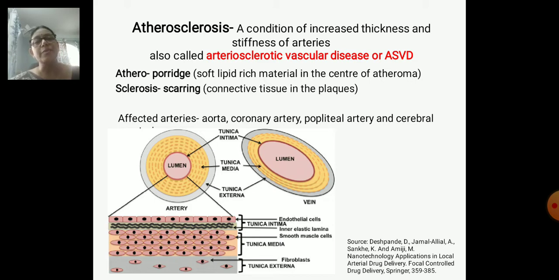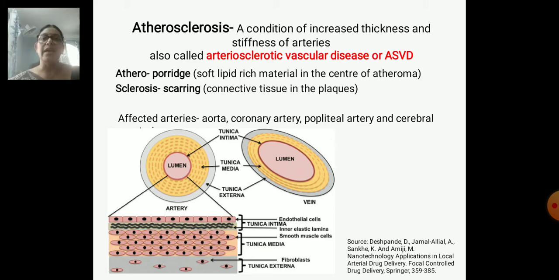So why is it porridge? Because there is a soft lipid substance which is called atheroma. And what we showed you, that yellow patch, is called atheroma, which gets deposited. And what is sclerosis? Sclerosis means scarring. Now in pharmacology or pathophysiology, scarring means that there will be deposition of connective tissue, small strands of connective tissue in the plaques.